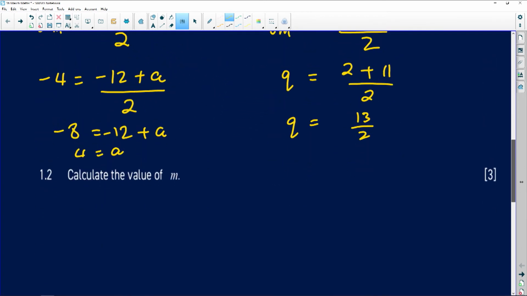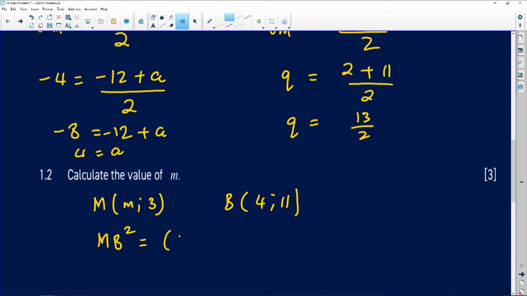Right. So what do we know so far? We know that the coordinates of M, the center, are small m and 3. We know that the coordinates of point B are 4 and 11. We are looking for the value of m if the length between m and b happens to be 10 units. So according to the distance formula, MB squared is x2 minus x1 squared plus y2 minus y1 squared.